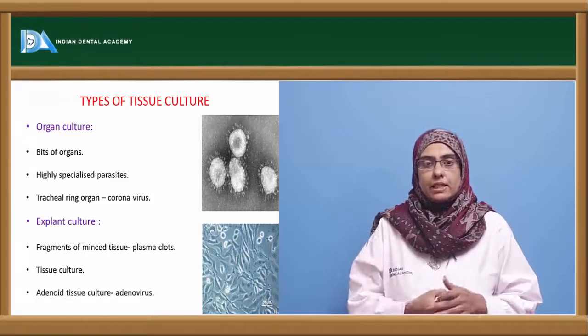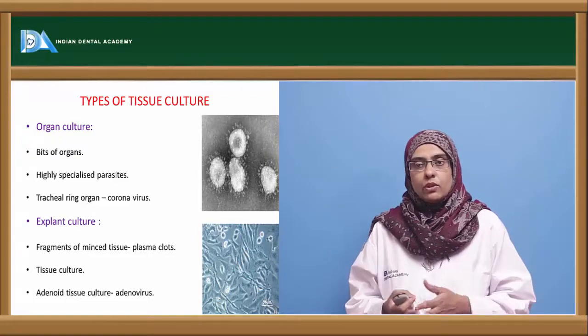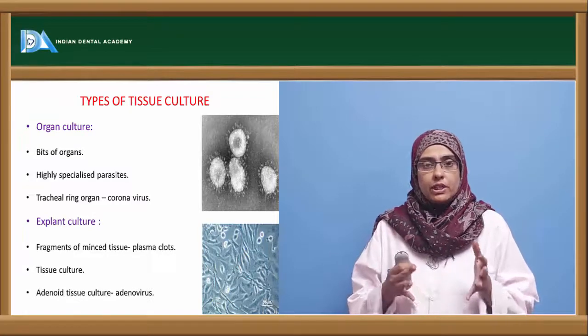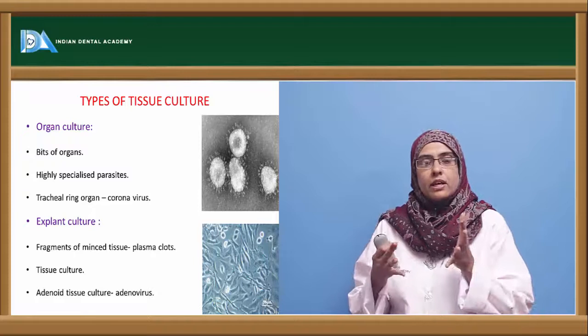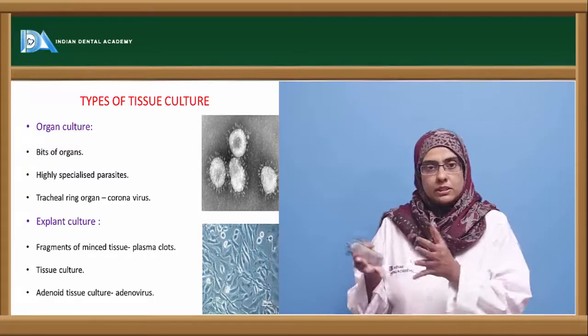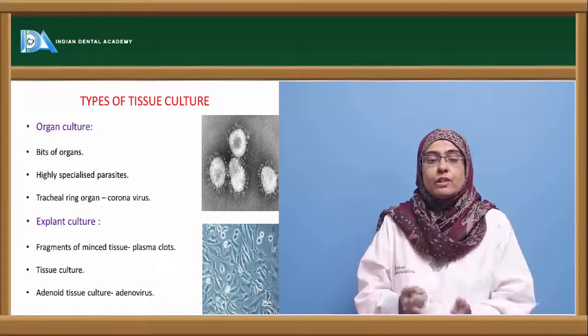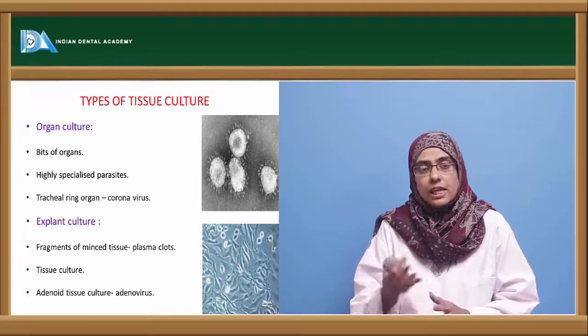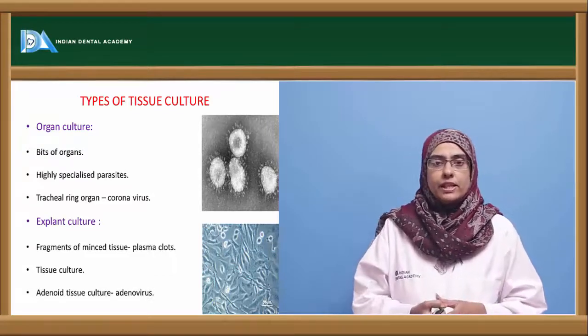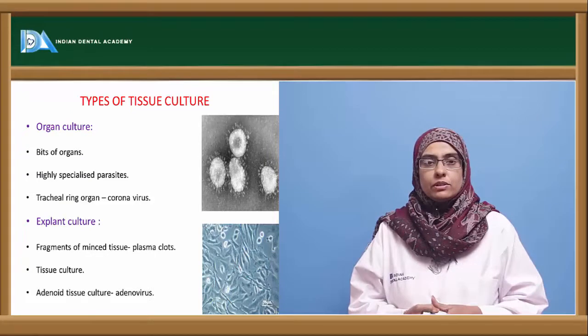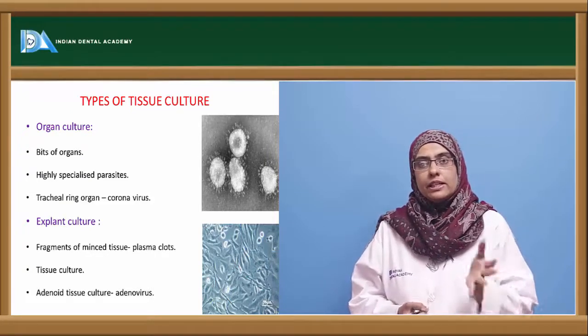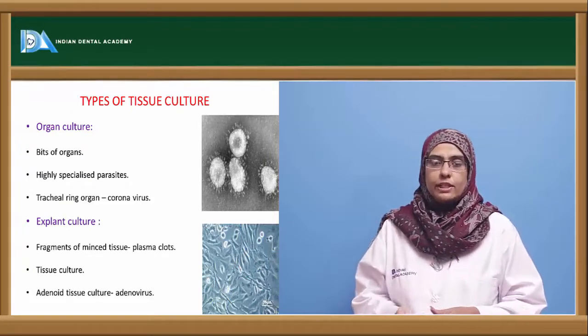Now coming to the explant culture, they are the fragments of minced tissues which are usually grown as explants and which are embedded in plasma clots. This explant culture is selectively called a tissue culture, in which we can grow different groups of viruses. The best example to cultivate the viruses is the adenoid tissue culture to grow the adenovirus.